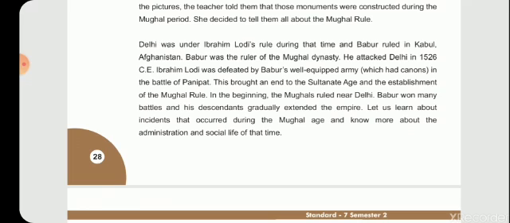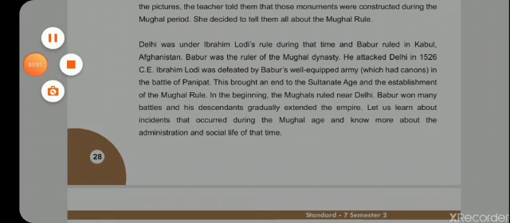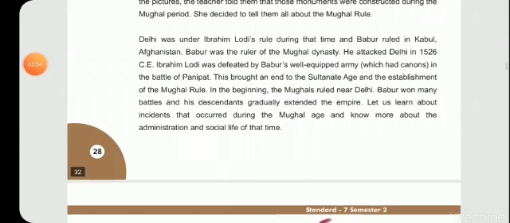Babur won many battles, and his descendants gradually extended the empire. Let us learn about incidents that occurred during the Mughal age and know more about the administration and social life of that time. So, here they are saying that Mughals ruled near Delhi, and when Babur won the battle, his descendants gradually extended the empire. Extended the empire means increasing the area of the empire. And in the further chapter, they are going to tell us more about the incidents that occurred during the Mughal age, and through that we will be able to understand the administration and the social life of that time.